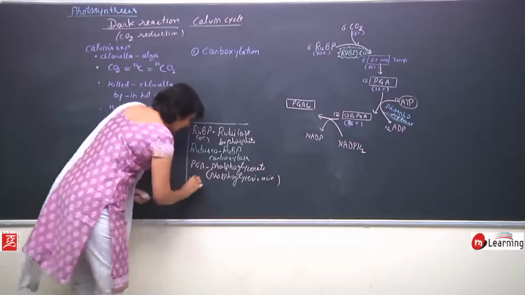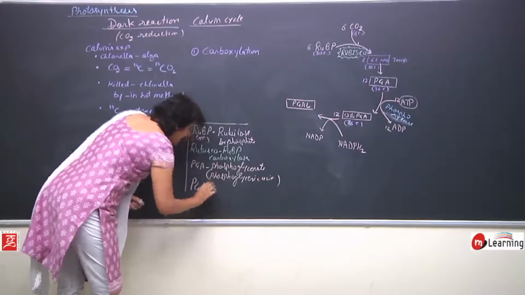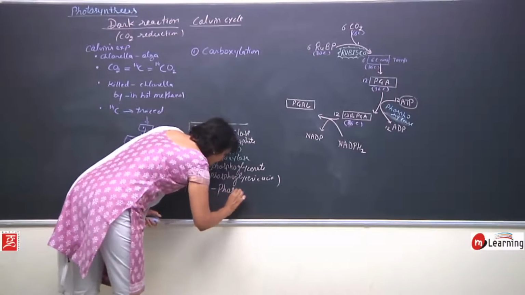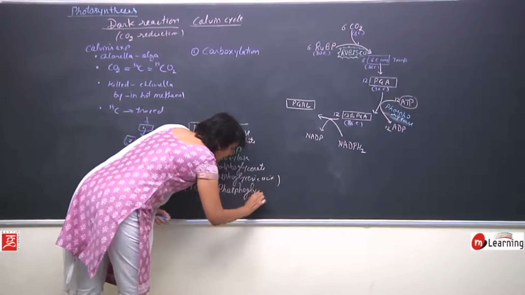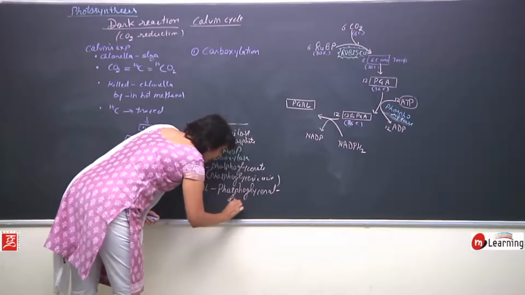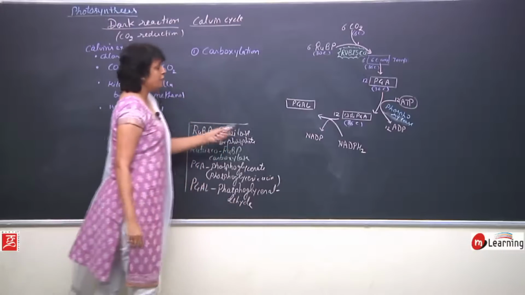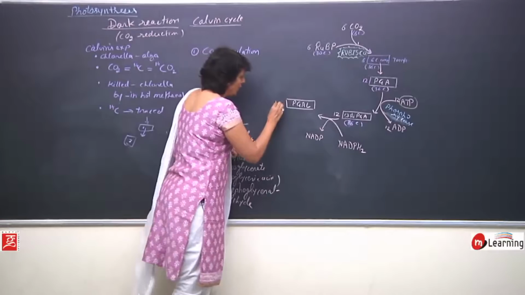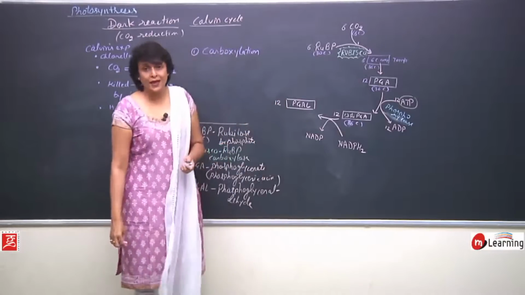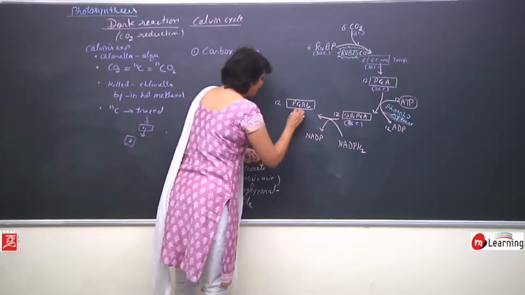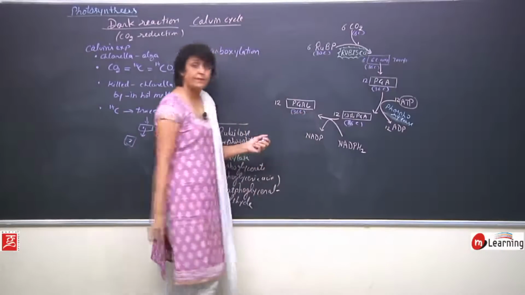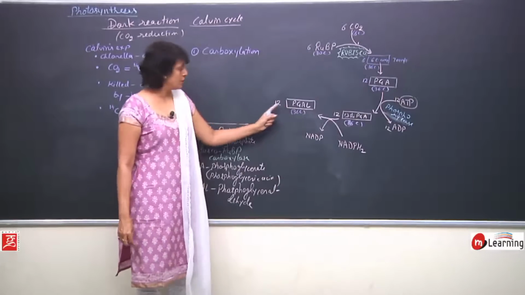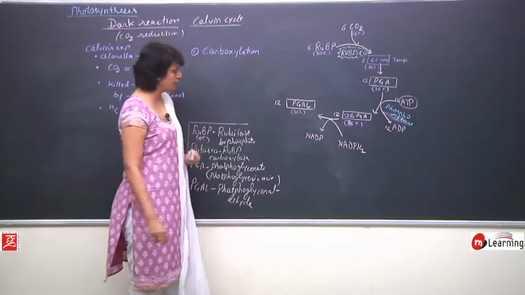So the next substance which is formed is phosphoglyceraldehyde. PGAL stands for phosphoglyceraldehyde. Again, this phosphoglyceraldehyde is a 3-carbon compound. So 12 molecules of 3-carbon compounds. The carbon numbers are still 36. 12 molecules, each molecule is a 3 carbon compound. So 12 threes are 36 carbons.